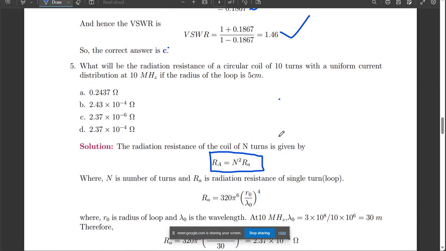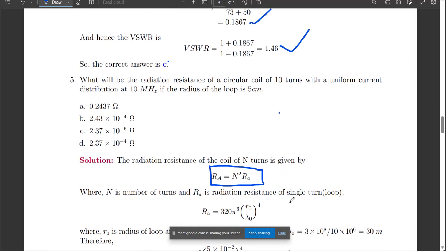Okay. Now, this is a very important formula for all of you. This is the radiation resistance for a single turn. So the radiation resistance of a single turn is how much? 320 pi to the power 6, R naught upon lambda naught to the power 4. R naught is what? Radius of loop. Lambda naught is what? The wavelength of the alternating current.